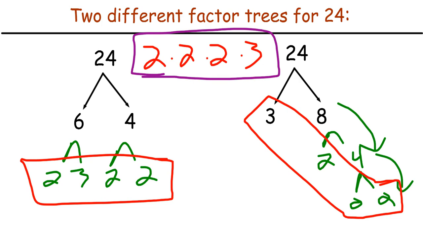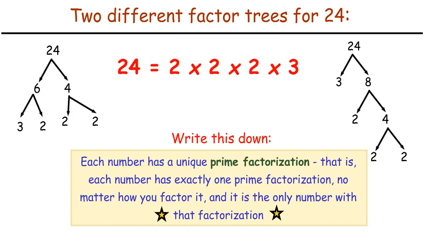And this is a variation of the fundamental theorem of arithmetic that is extremely important to us. And that's that each number has a unique prime factorization. Not just that it has a prime factorization, it has a unique one. That is, each number has exactly one, no matter how you factor it. There are not multiple for each number, and it is the only number with that particular factorization. Go ahead, pause the video, write that down, and come back when you're ready to go on to some practice problems.